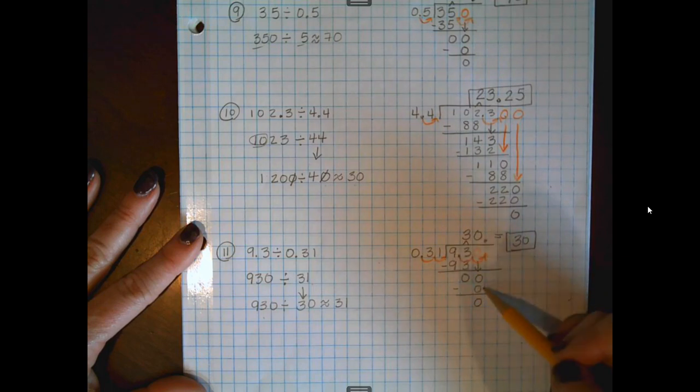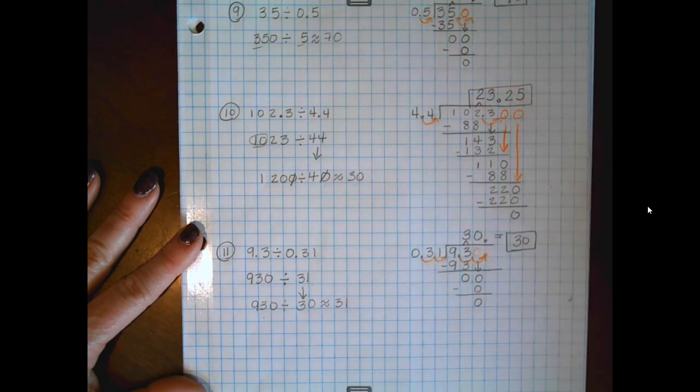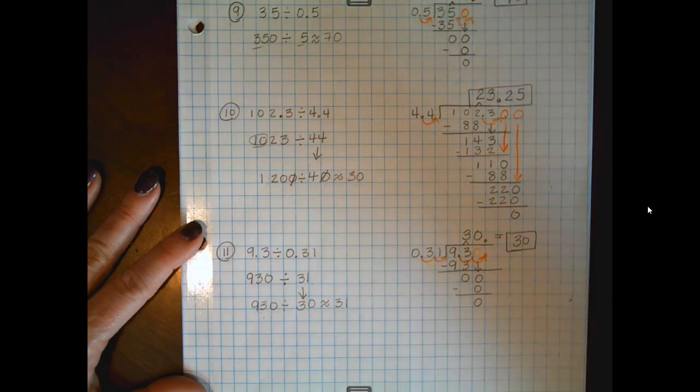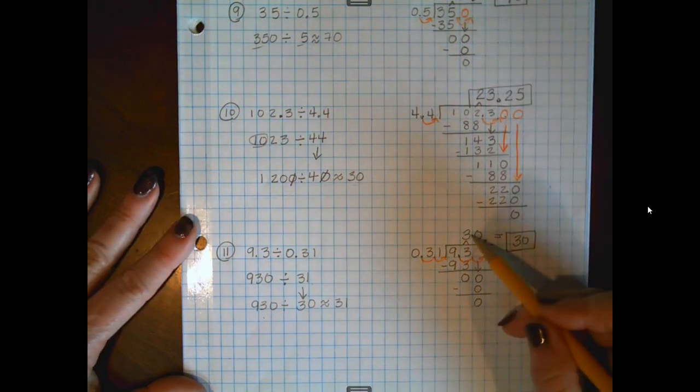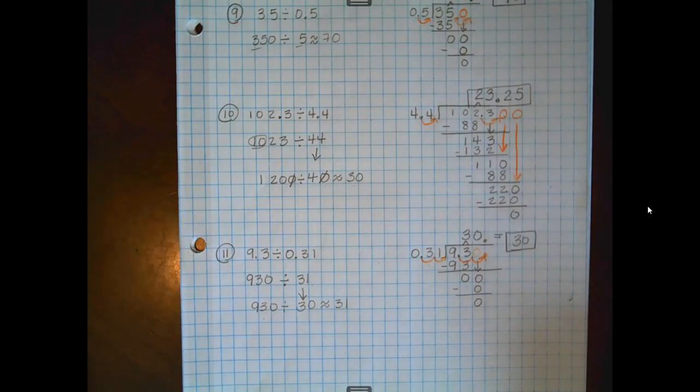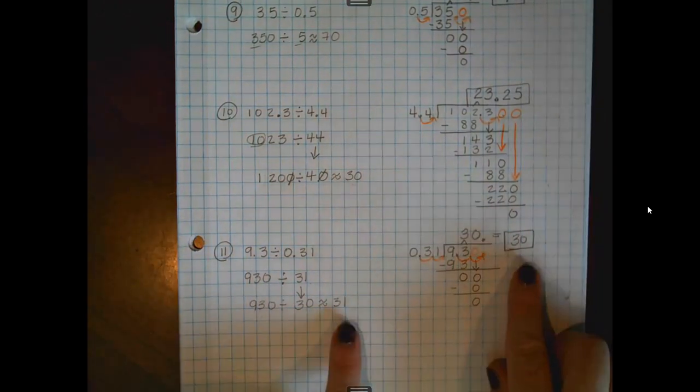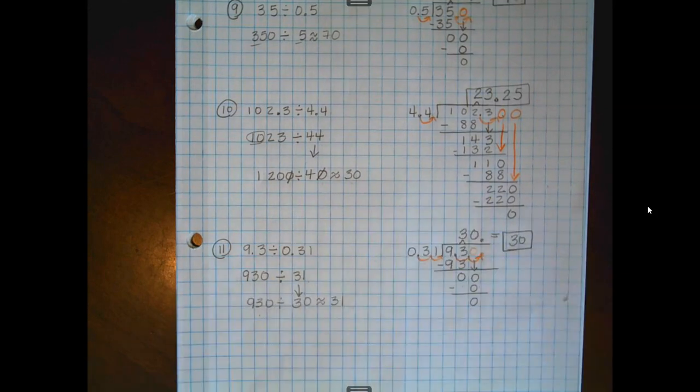0 times 31 is 0. I'm done here. There's no remainder. There is nothing else to bring down. 30 decimal is just another way we write the whole number 30. My estimate and my actual quotient are very close, so I should feel good about it.